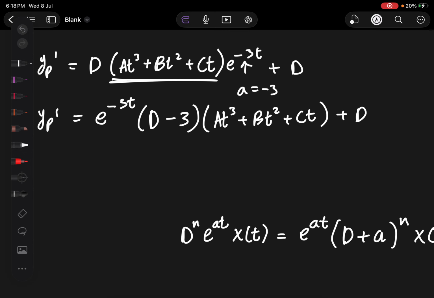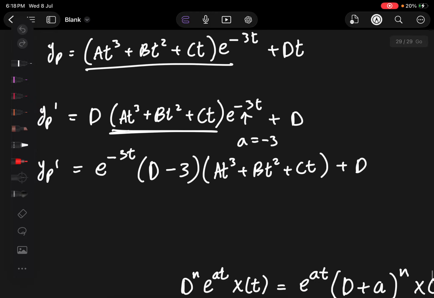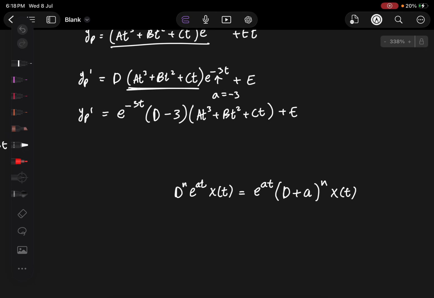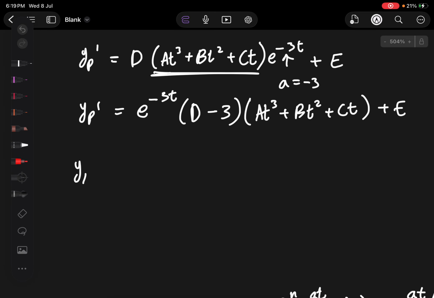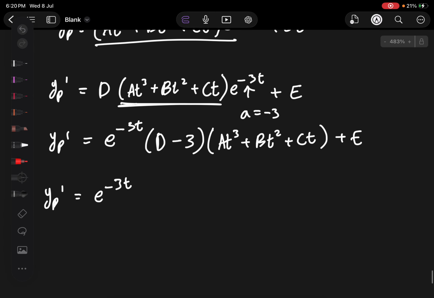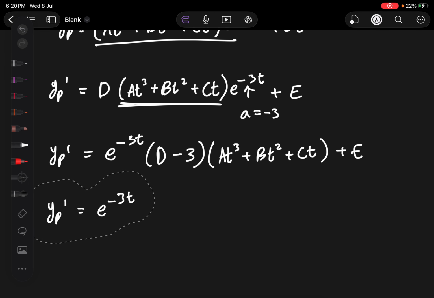Plus D. Now, maybe I shouldn't call this D then. Let's call it A, B, C, D, E then. Let's call this E, to not confuse ourselves. Well, our next step is to distribute. So yp prime is equal to e to the negative 3t. Distribute this. Treat this as a regular polynomial. So distribute the D, and then distribute the negative 3.